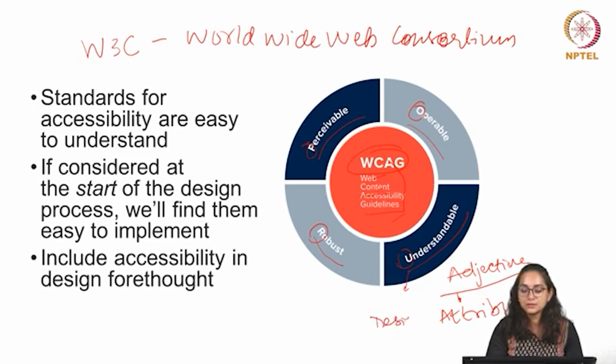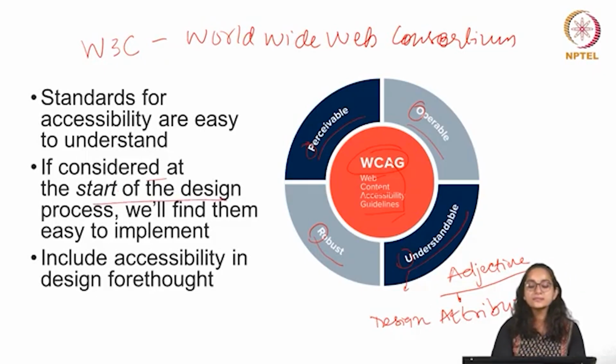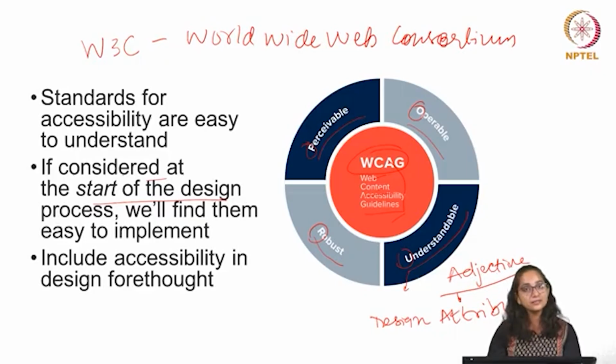So they define design attributes. And if they are considered at the start of the design process, you can find it easy to implement them. But if it is more of an afterthought, then it may be difficult to code, it may be difficult to edit your code after, it may be difficult to package it as part of the interaction or experience design itself.